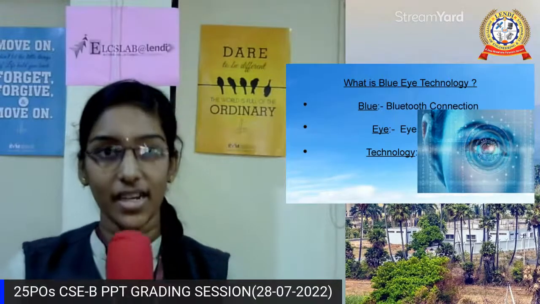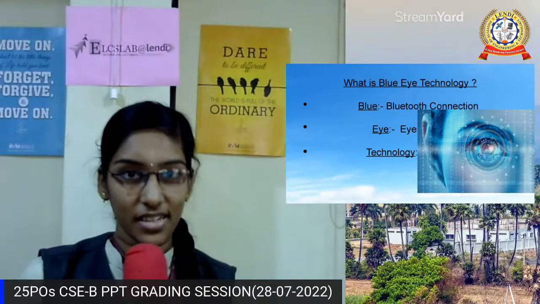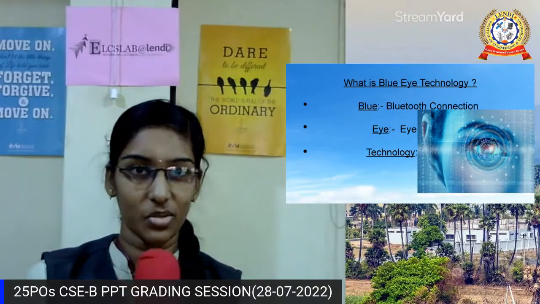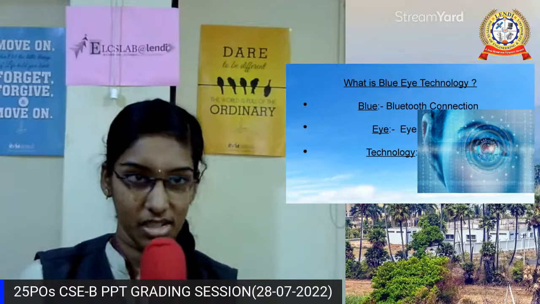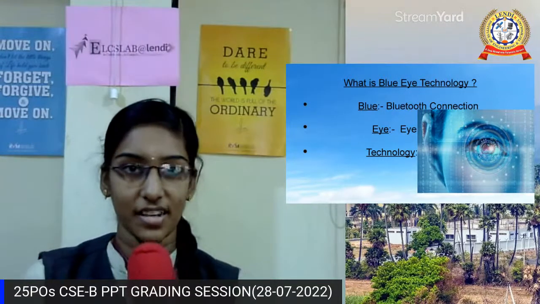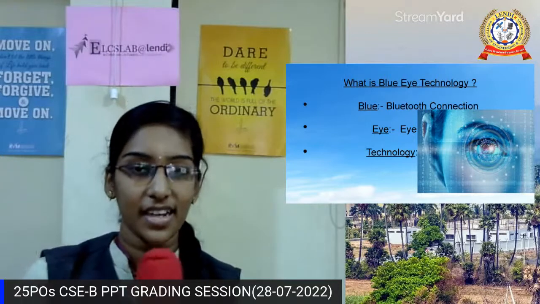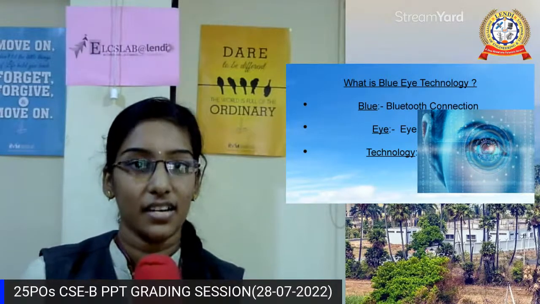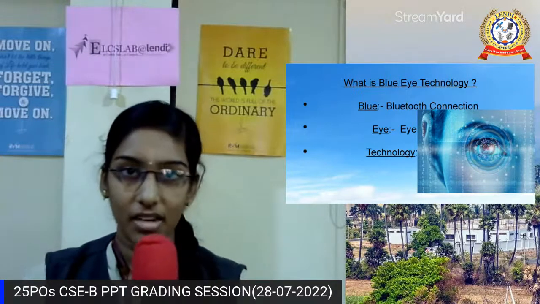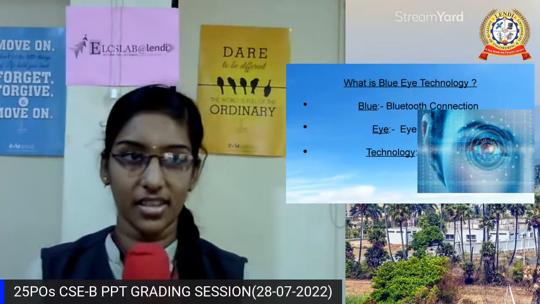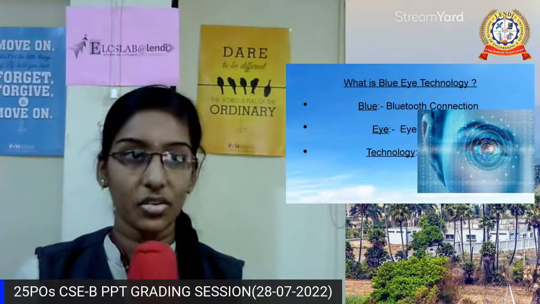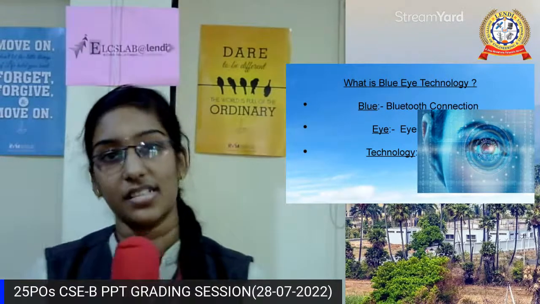So, what is Blue Eyes technology? By listening to the name, you may think of blue colored eyes, but that is not the meaning. Here, blue stands for the Bluetooth connection, which enables the wireless connection, and eyes for the movement. With the movement of eyes, a lot of information is gathered, and that technique is used in this Blue Eyes technology.